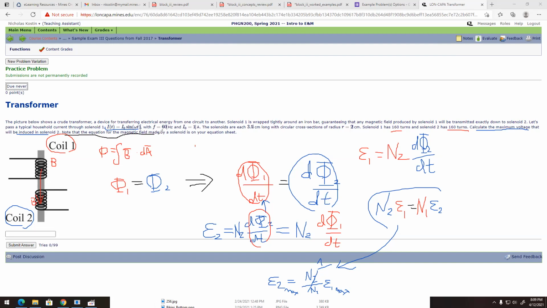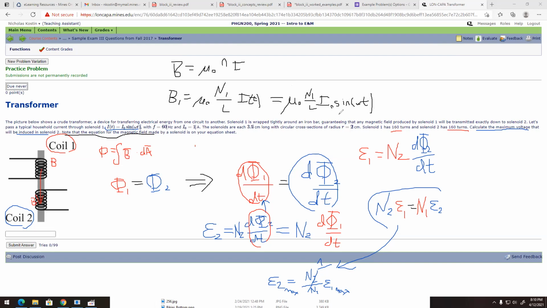Yeah, so note the equation for the magnetic field of a solenoid. The magnetic field of a solenoid is B equal to mu naught lowercase n times I. So the B field made by solenoid 1 is going to be mu naught times the number of turns of solenoid 1 divided by its length times I of t, which is equal to mu naught n1 divided by L times I naught sine of omega t.